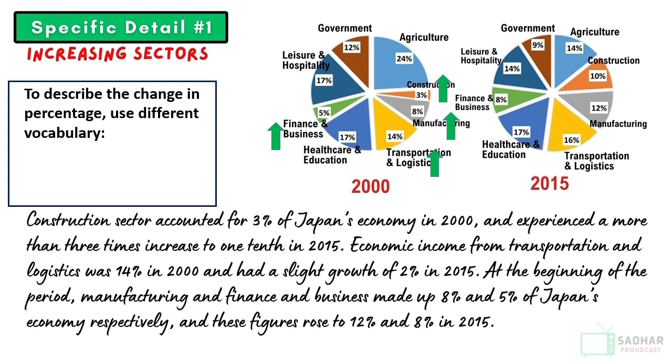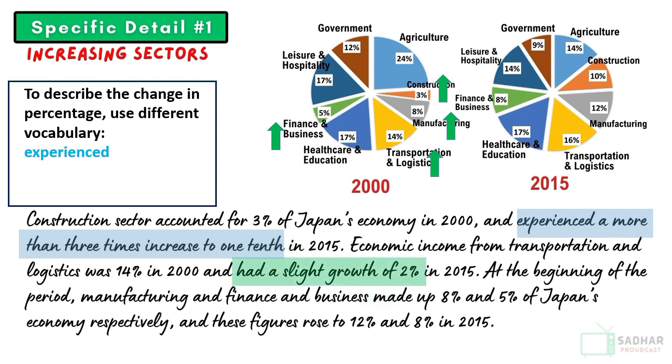Okay, and also if we describe the change in the percentage, we also need to use different vocabulary. In this case, experienced the more than 3 times increase to 1/10. Right, I have the word experienced there. And then had a slight growth of 2%. So simply had a growth. The next one, these figures rose to 12% and 8%. The word rose. Experienced, had, and then rose.